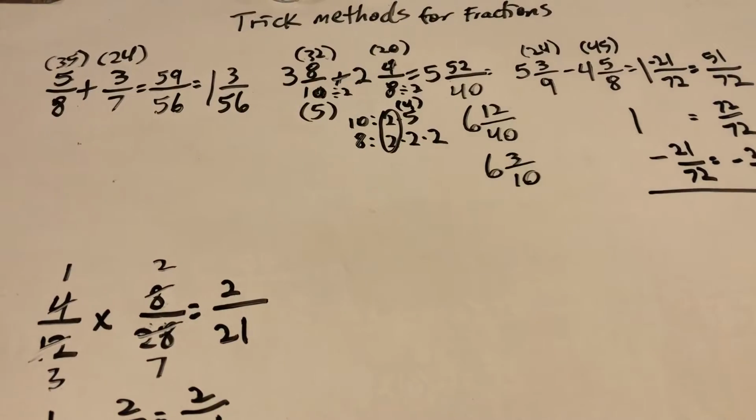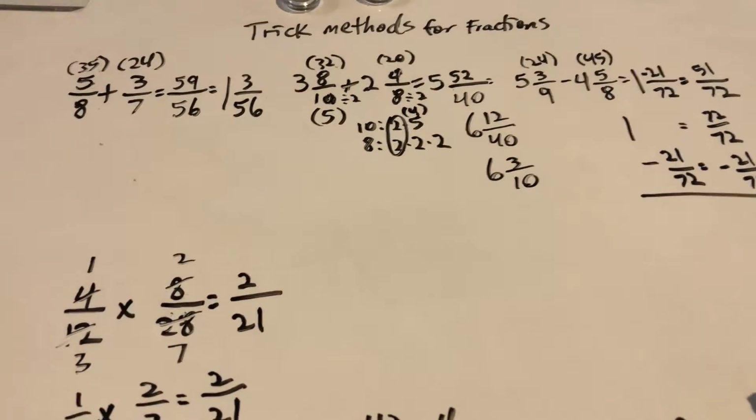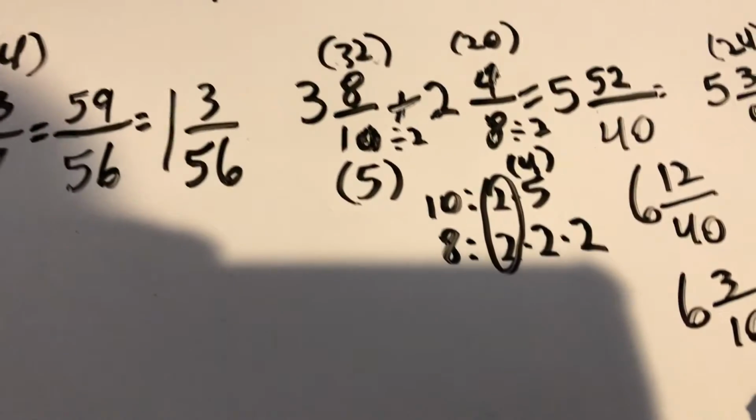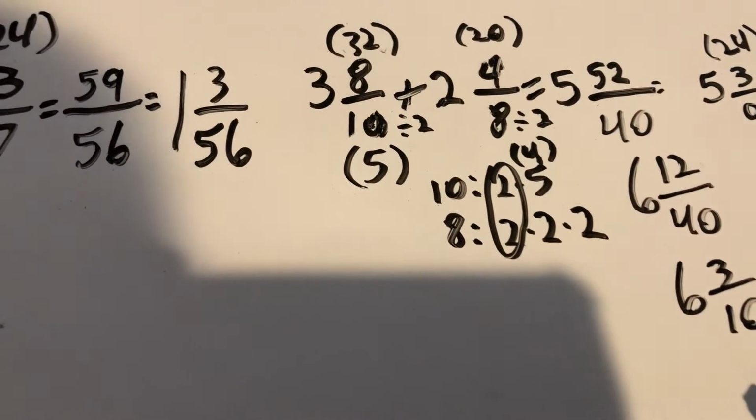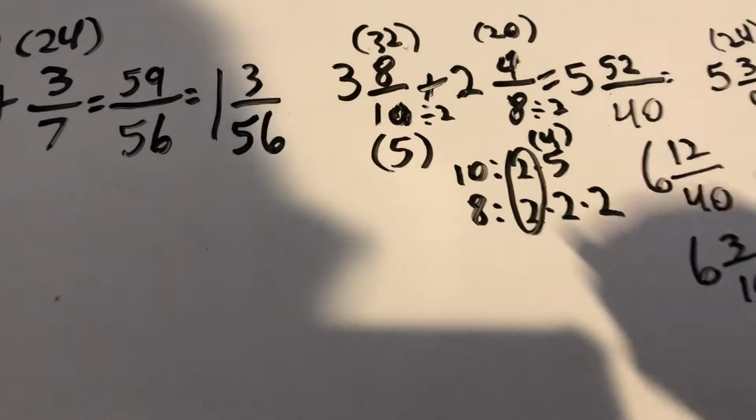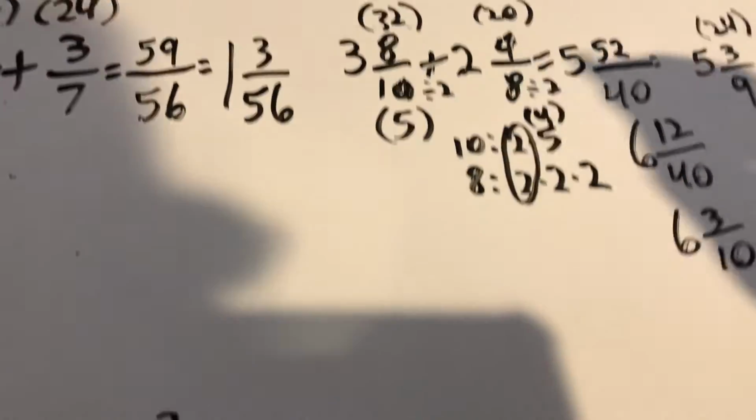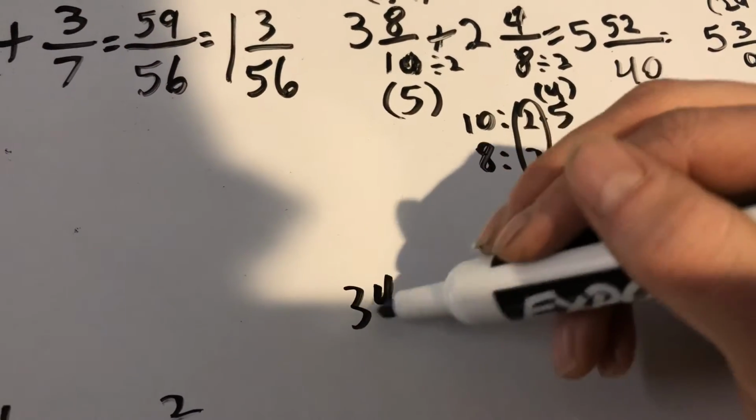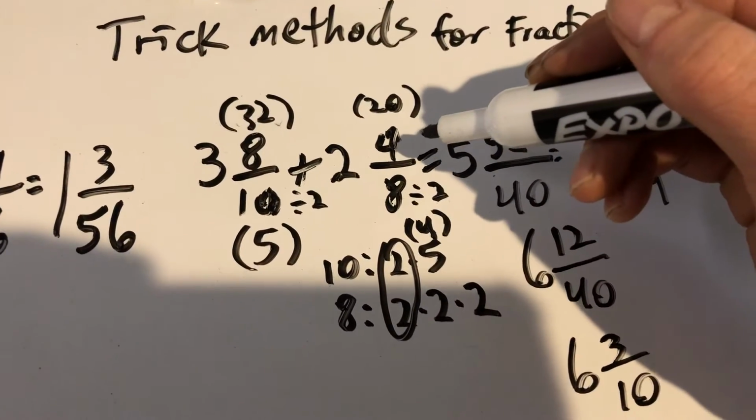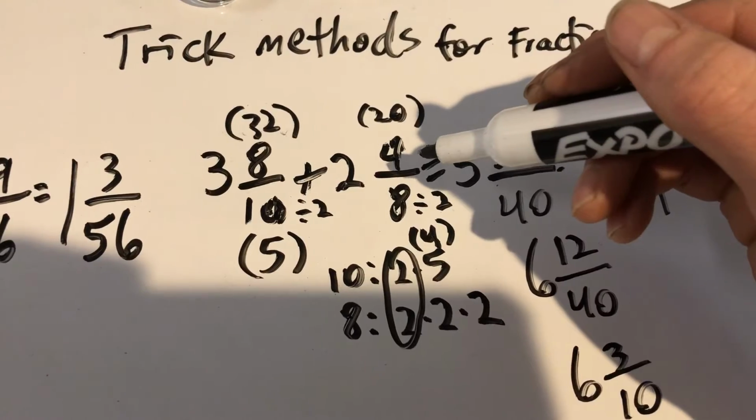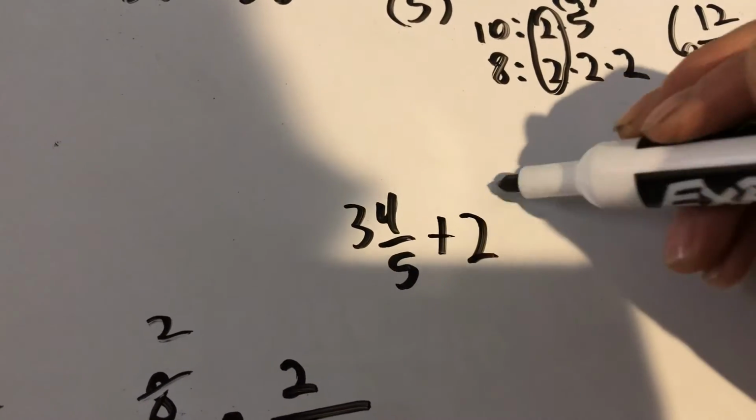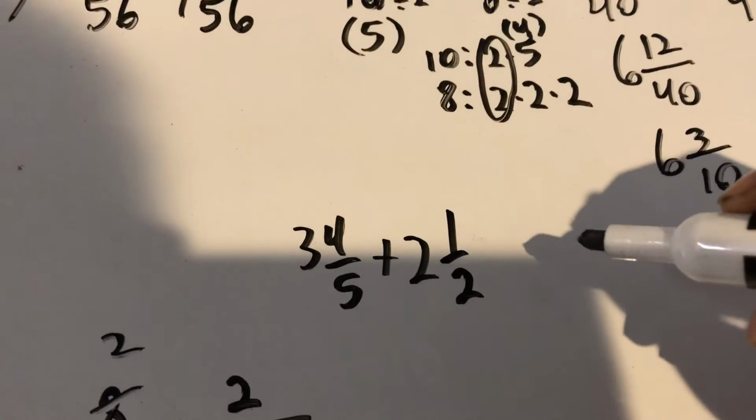All right. Oh, almost forgot to show you something here. 3 8/10 plus 2 4/8 can also be reduced. So 8/10 can be reduced to 4/5. So let's say we got 3 4/5. And 2 4/8 can reduce to 2 1/2 because 4/8 equals 1/2, dividing both sides by 4. So we got plus 2 1/2.